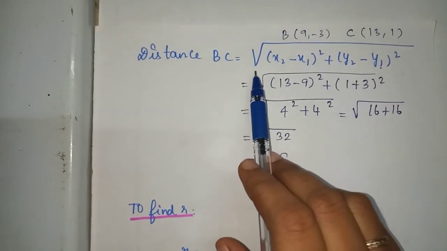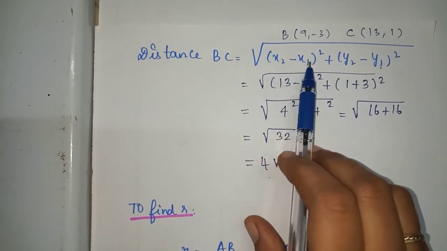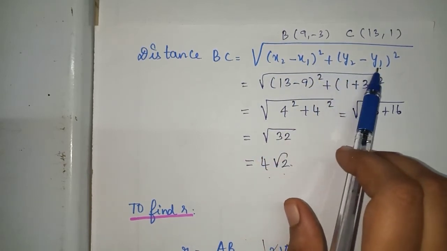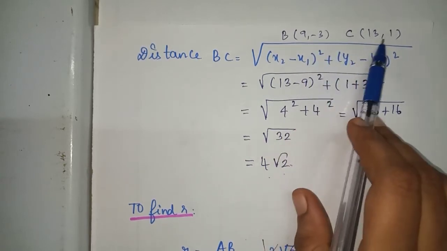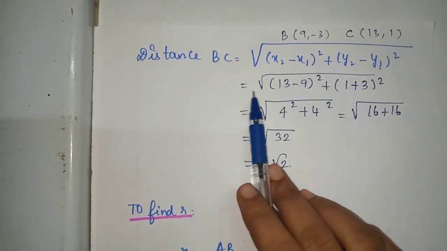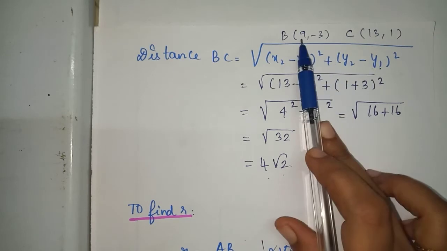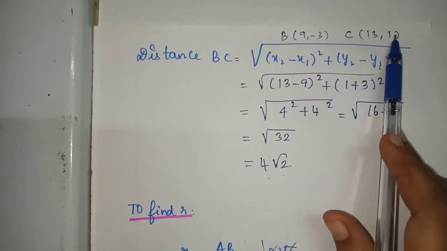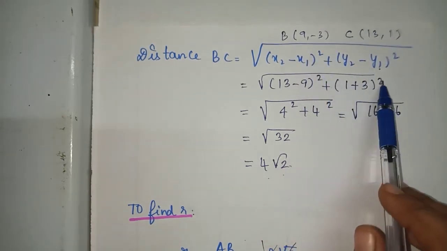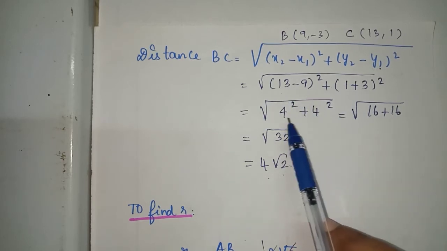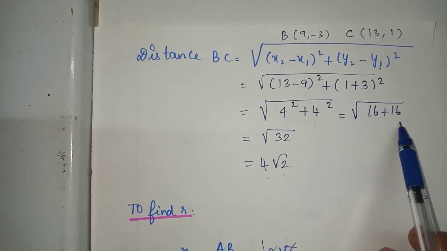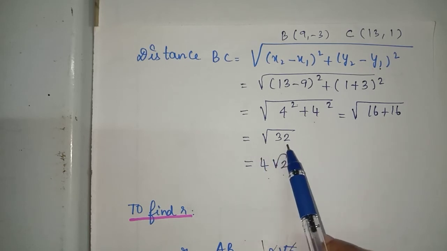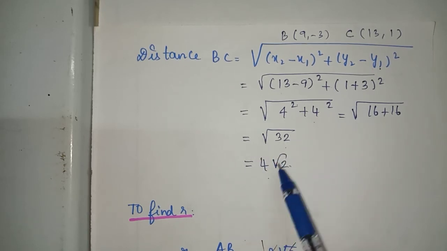Therefore, distance BC is equal to root of (x2 minus x1) the whole square plus (y2 minus y1) the whole square. B is (9, -3) and C is (13, 1), which is equal to root of (13 minus 9) the whole square plus (1 minus of minus, plus 3) the whole square. 13 minus 9 is 4 square and 1 plus 3 is 4 square, which is equal to root of 16 plus 16, which is equal to root of 32, which is nothing but 4 root 2.